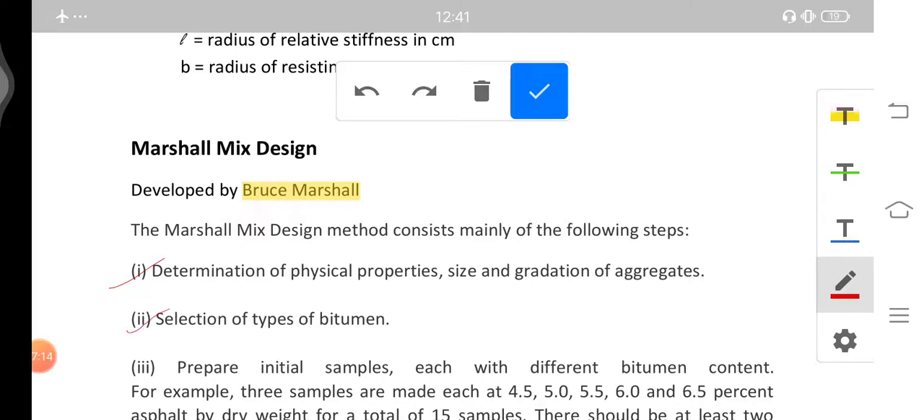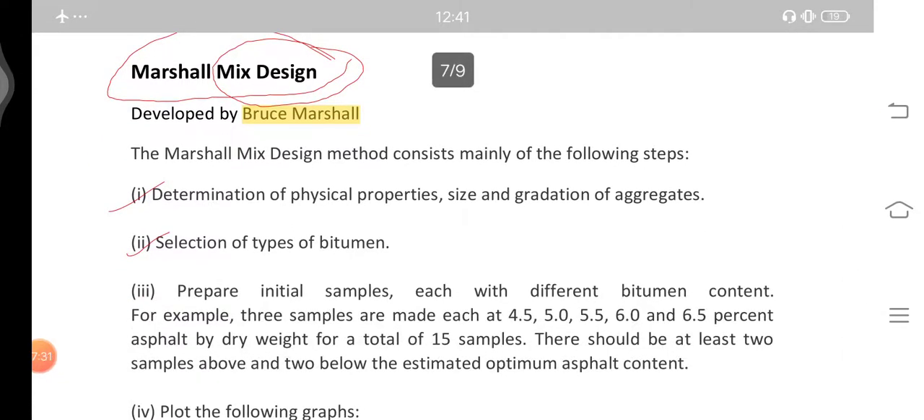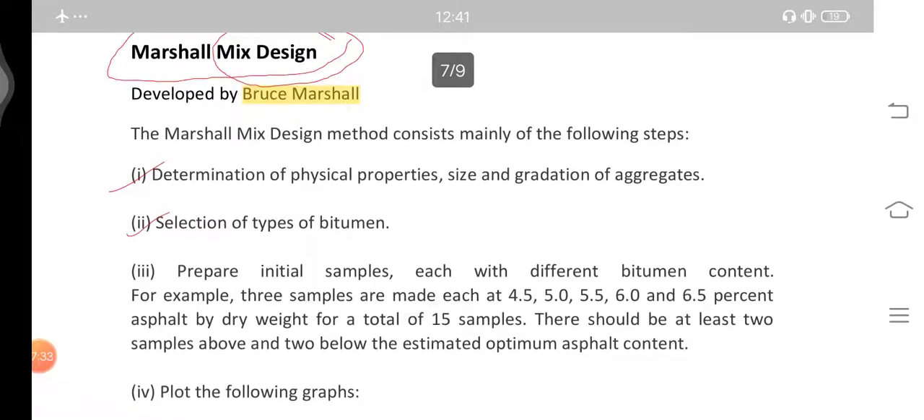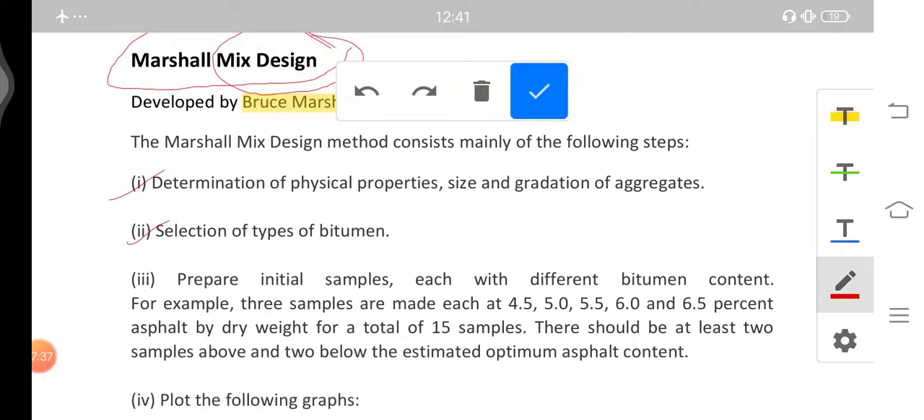So actually Marshall mix design is basically a design mix test, and this is done with the correlation of both the aggregate and the bitumen. So both the properties of bitumen and aggregate are considered while doing the Marshall mix design. Next is the selection of types of bitumen.